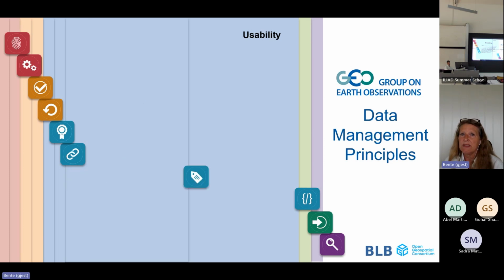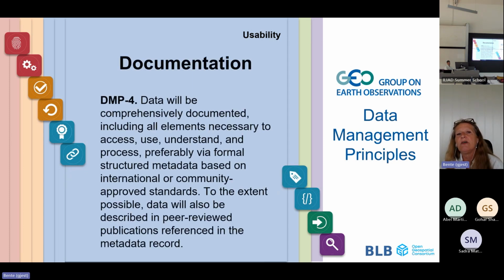So that's usability. This is a usability set of principles. Data will be comprehensively documented, including all elements necessary to access, use, understand, and process, preferably via formal structured metadata based on international or community-approved standards. To the extent possible, data will also be described in peer-reviewed publications referenced in the metadata record. We can come back to this.